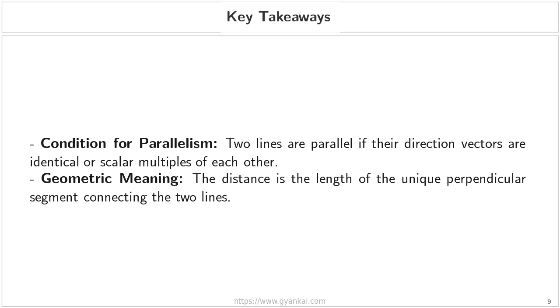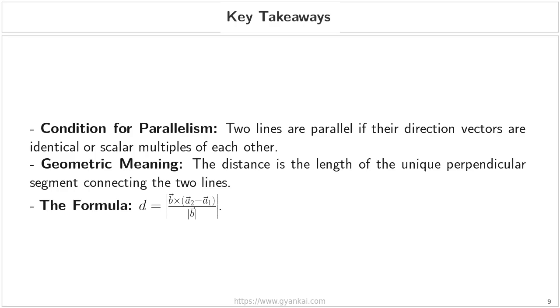Next, let's think about the geometric meaning of what we are calculating. When we talk about the distance between these two lines, we aren't just looking at any random gap. We are specifically looking for the length of that one, unique, perpendicular segment that connects the two lines at a right angle. Now, let's look at the formula one more time to ensure it's etched in your memory. The distance, d, is equal to the magnitude of the vector cross product of b and the vector a sub 2 minus a sub 1, all divided by the magnitude of b.